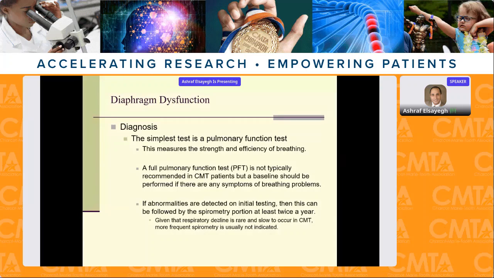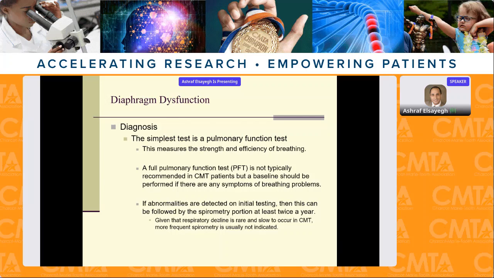But a full pulmonary function test, in general, is not needed. Does every single CMT patient need one? The answer is no. What I do is a pulmonary function test if a CMT patient is starting to show signs of any breathing issues. Then I like to get a baseline, so I'll do the full test. From that point on, I will just routinely follow them with the spirometry portion, which is a much quicker, easier test that can be done in any doctor's office with the right equipment. And then I follow them.